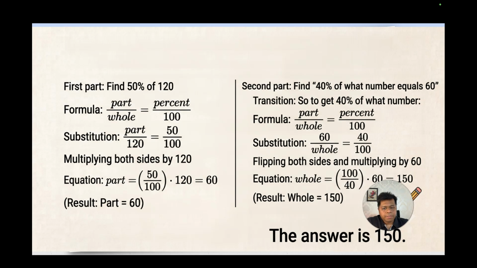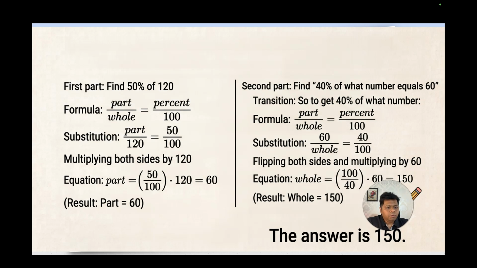So 50%, remember this formula. Put 50 in the percent section, 120 is the whole, and find out the part. To find out, multiply both sides with 120. So you will be finding the part. 50% of 120 is 60. Now you got 60. Now you need to find the second part. 40% of what number equals 60, right?